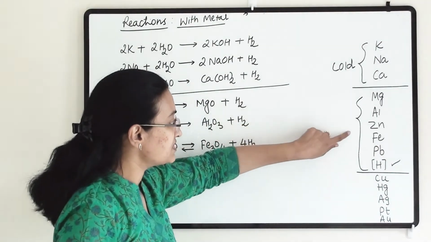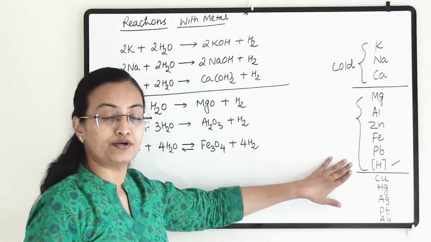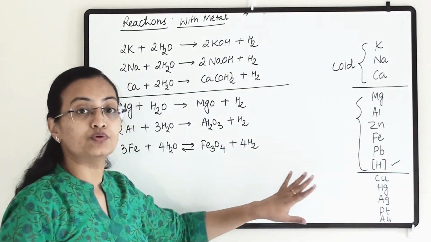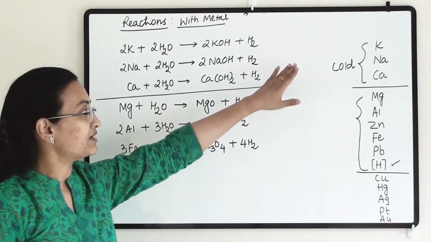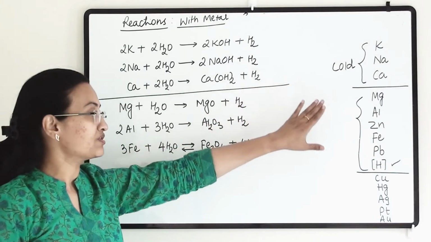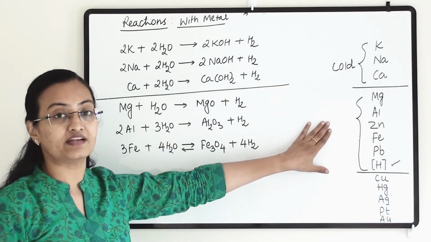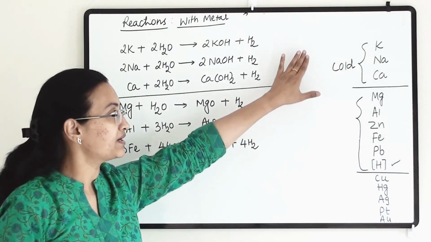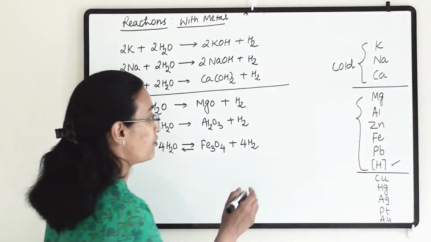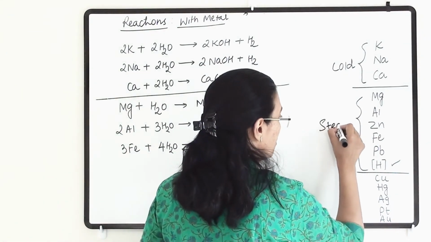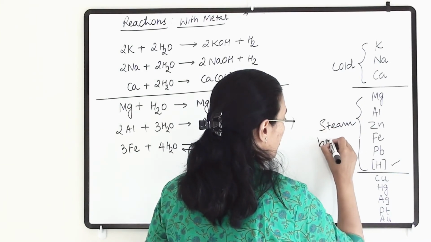Magnesium, aluminium, zinc, iron, lead and hydrogen also react with water, and these reactions are less vigorous compared to the above reactions, because these metals, yes, they are reactive, but they are less reactive compared to sodium, potassium and calcium. So these reactions we have to perform with steam or with boiling water.